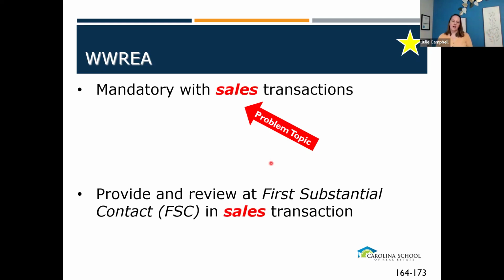We have a duty to provide and review this thing at something referred to as first substantial contact in these sales transactions. So again, let's break this bullet point down. Provide and review. Does that mean you're going to hand it to them and say, we have to do this, just sign here? You provided it to them. Did you review it with them? There are two pieces. We have to have this conversation.